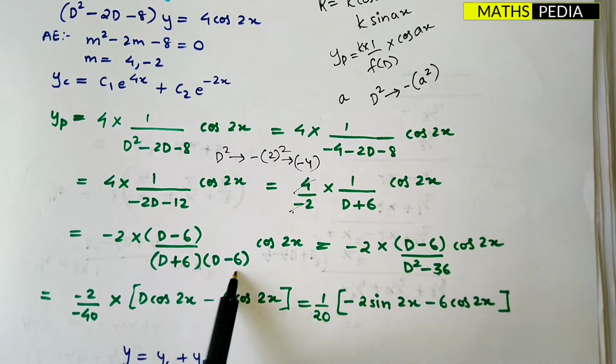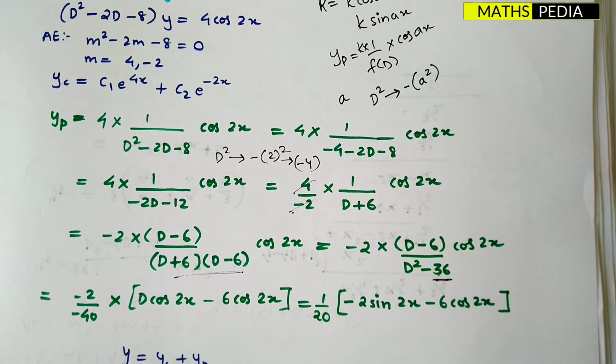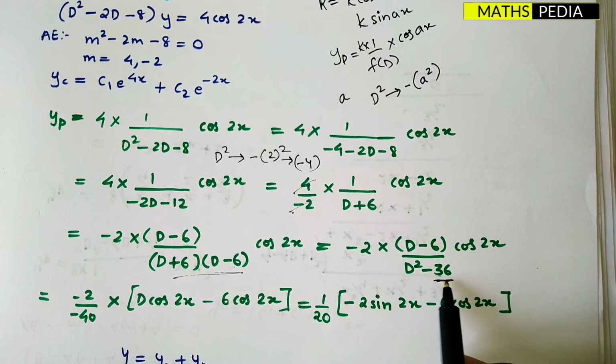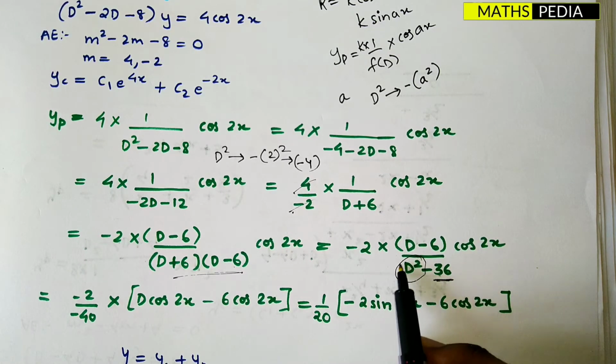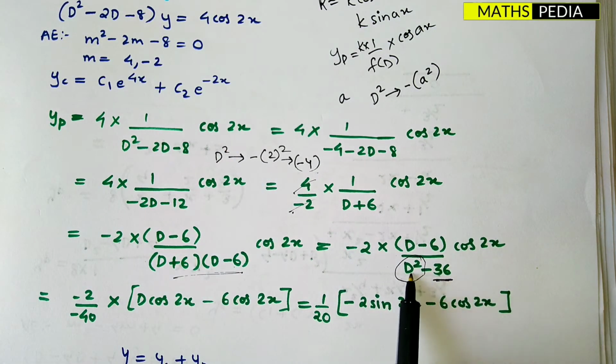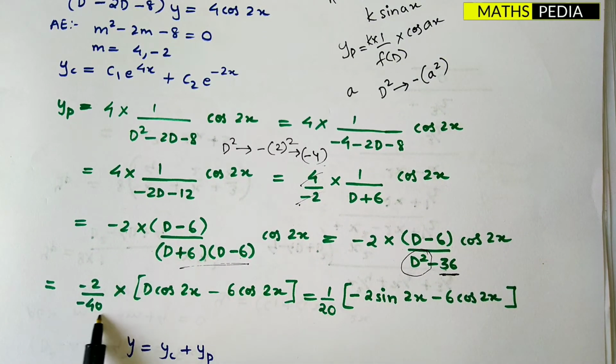This is in which form? D square minus b square form. So it will become D square minus 36, because 6 square is nothing but 36. Now D minus 6 over D square minus 36. You remember we had solved that D square is minus 4, so you can replace it with minus 4 again. After replacing, it becomes minus 2 by minus 40, because minus 4 minus 36 is minus 40. Minus minus gets cancelled, and 2 20s we can write.